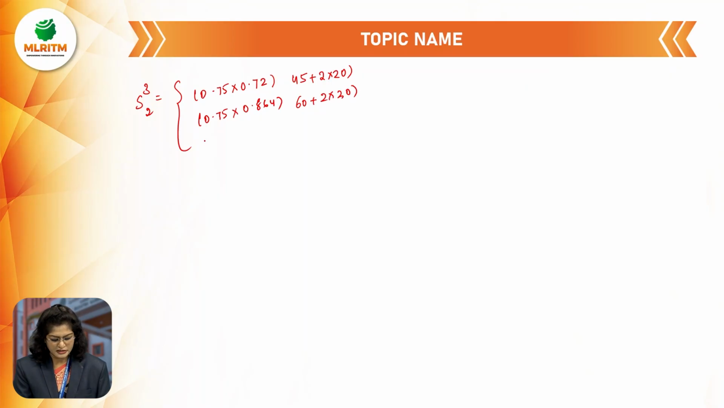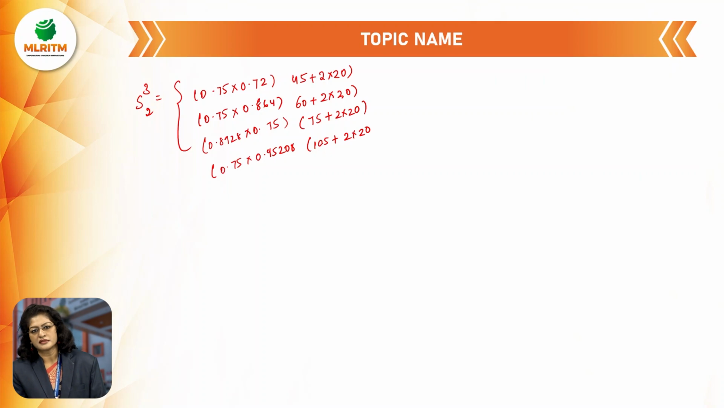Alright. And next is 0.8928 into 0.75. 75 plus 2 into 20. Next again 0.75 into 0.95208. 105 plus 2 into 20. Every time we need to calculate this, every time you need to calculate for the comparisons.